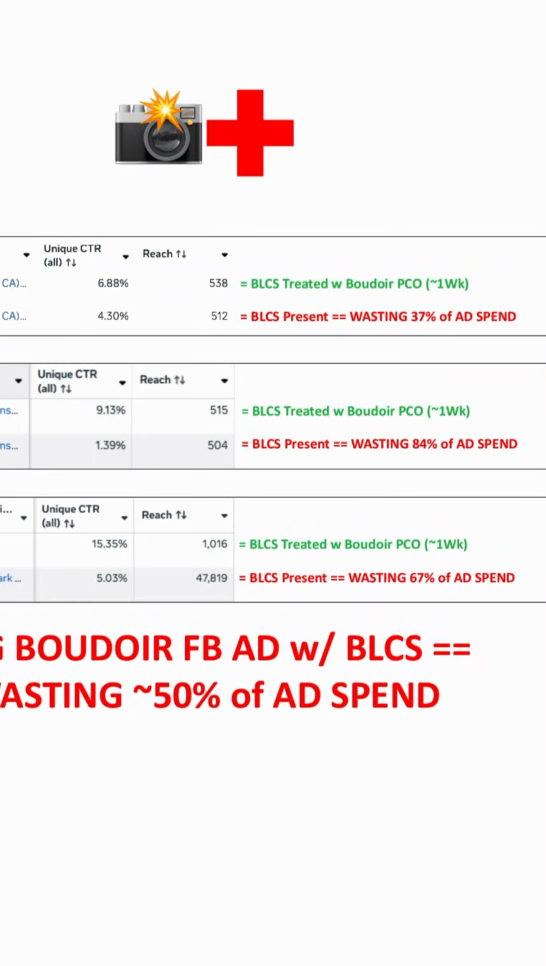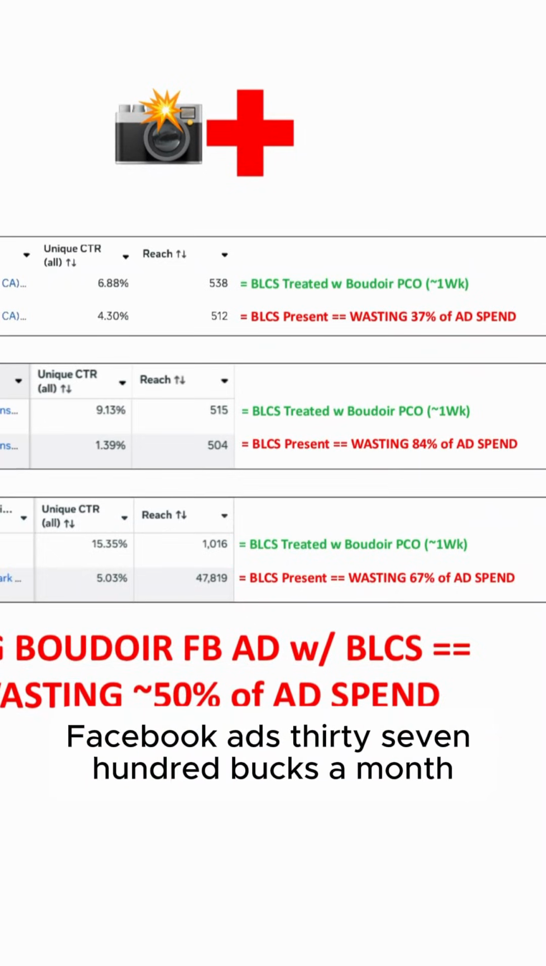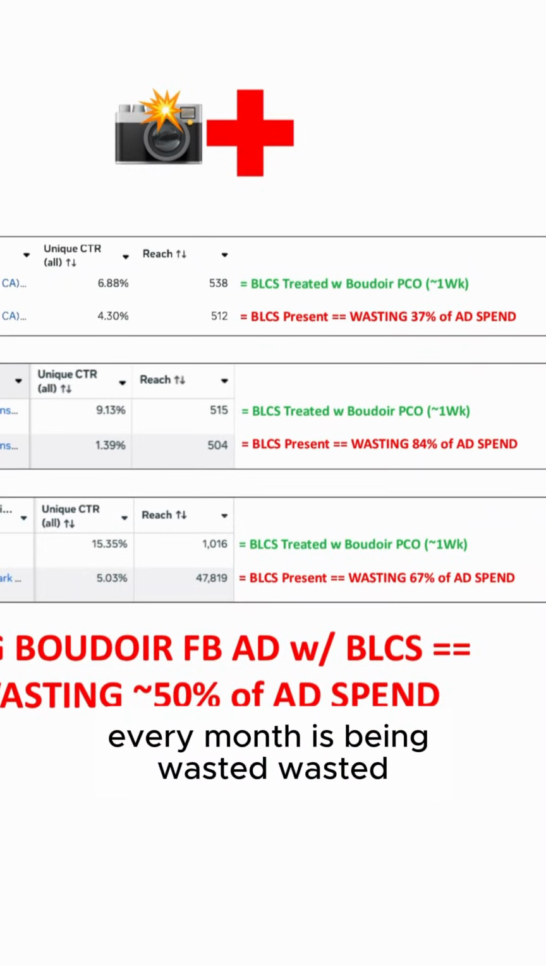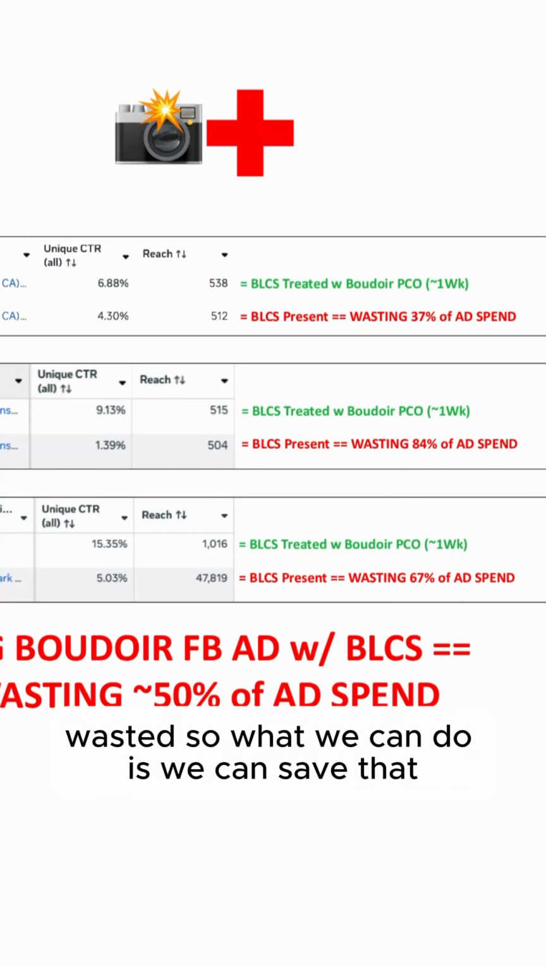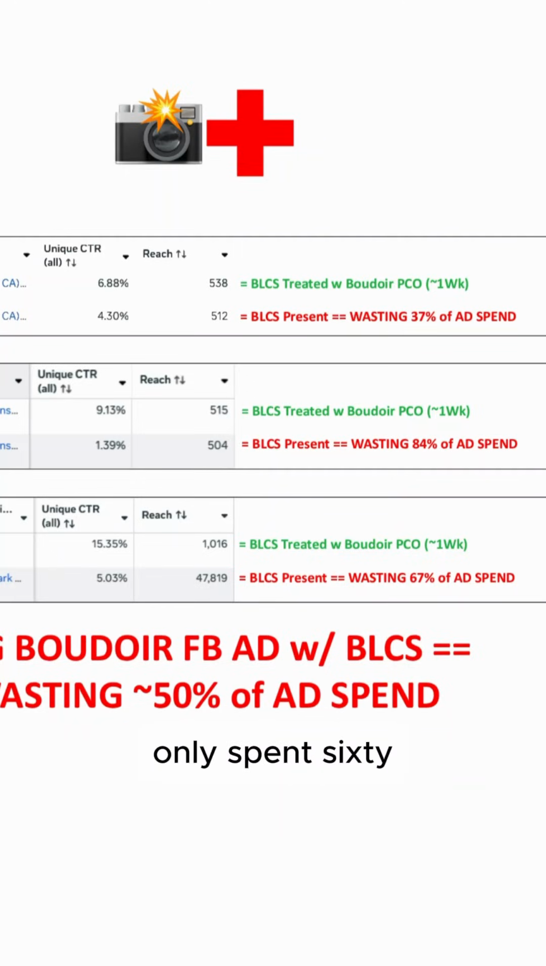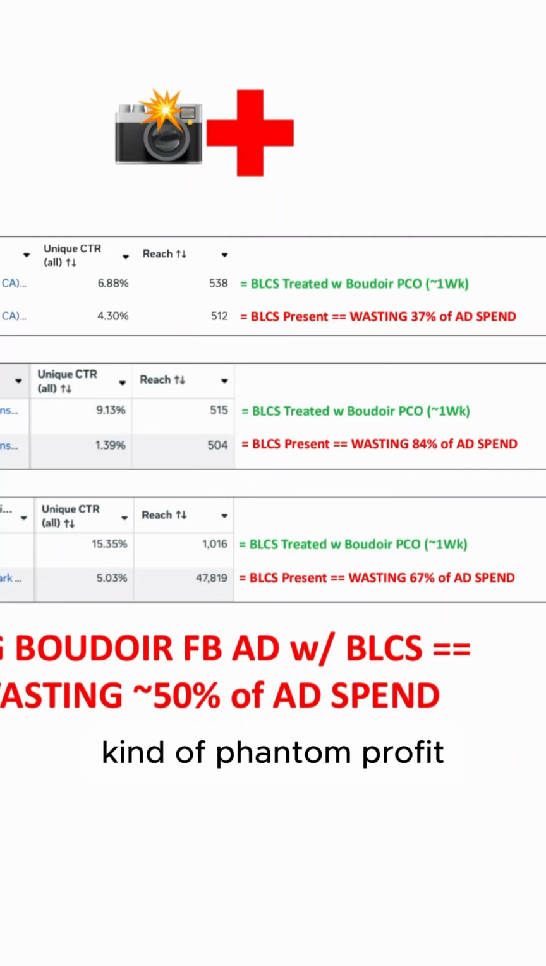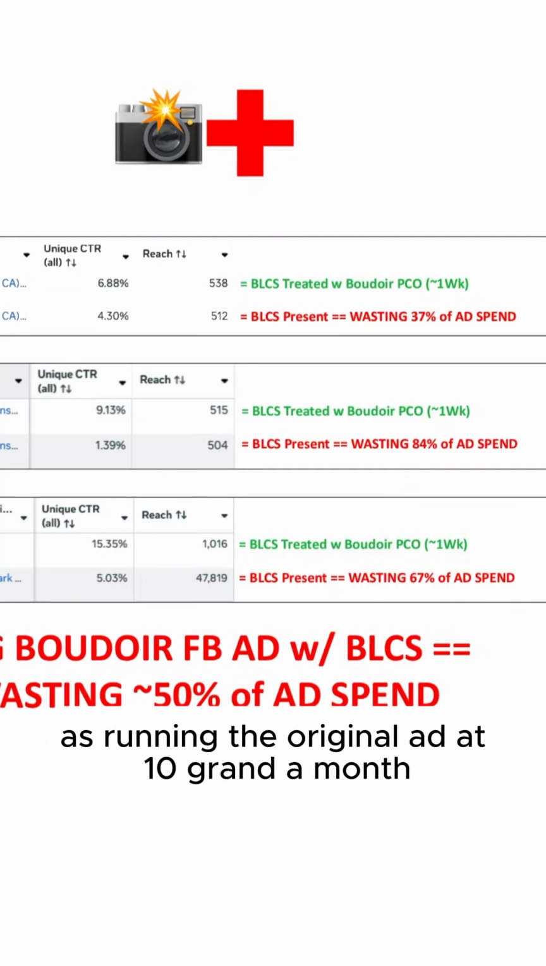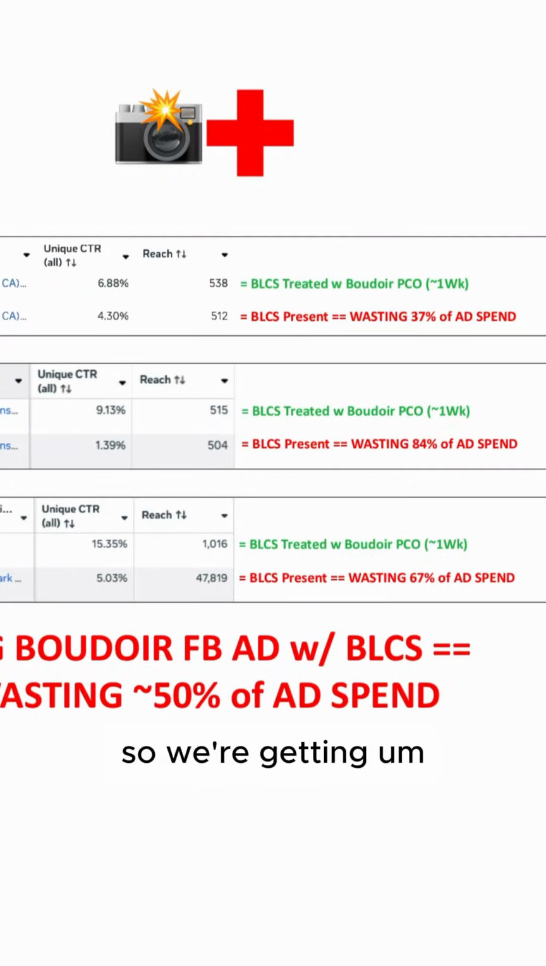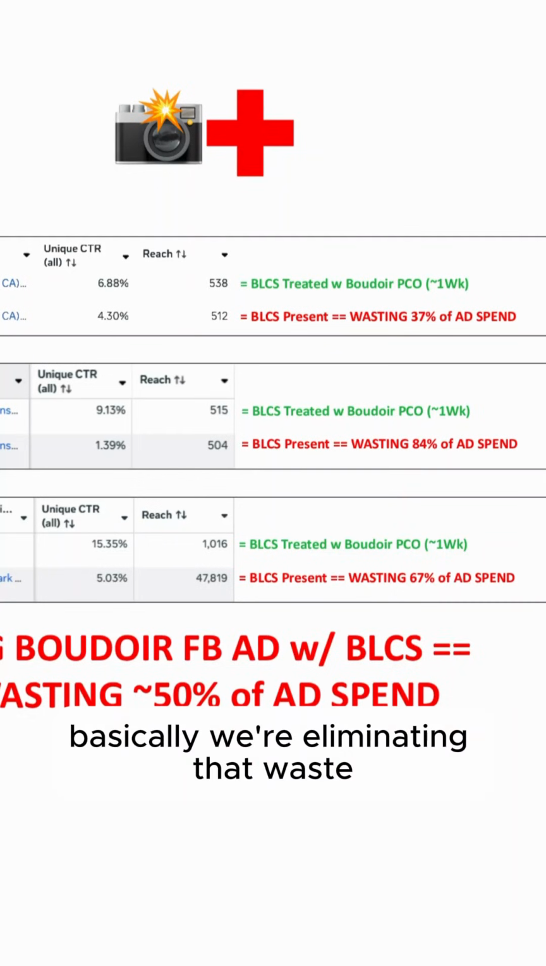So if they're spending 10 grand a month on Boudoir Facebook ads, 3,700 bucks a month, every month is being wasted. So what we can do is we can save that, eliminate that wasted ad spend, only spend 6,300 bucks a month on the new Boudoir Pico treated ads. So pocket that, what's that, 40 grand over the next 12 months, kind of phantom profit back in the business owner's pockets. And that will get our ad into the same number of women's brains as running the original ad at 10 grand a month. So we're basically eliminating that wasted ad spend, putting it back in our pocket.